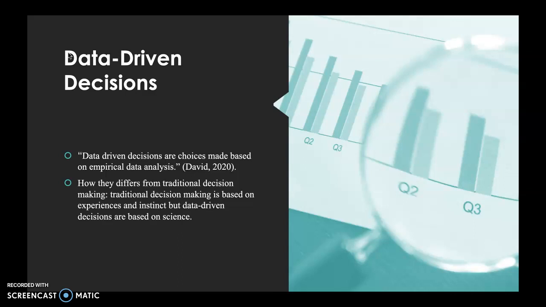According to Nelson David, data-driven decisions are choices made based on empirical data analysis. That is to say, we make our decisions based on the data we collected, or after we see the data analytics results, we do not simply base them on our past experience. Traditionally, people would make their decisions either based on their past experience or on their own instinct. However, data-driven decisions are more objective as they are based on what the science tells the strategist.